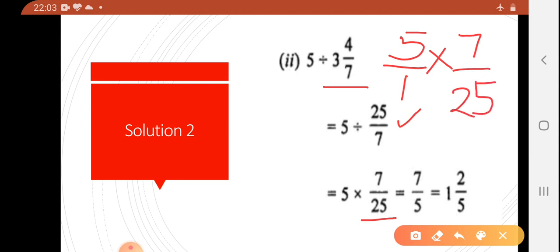Now here we will see what can be reduced. Here we can see 5 ones are 5 and 5 fives are 25, so it will come 7 upon 5. See what has come here, 7 upon 5. Because the question is given in mixed fraction, therefore we can divide it and change it into a mixed fraction. 1 whole 2 upon 5 will be the answer.